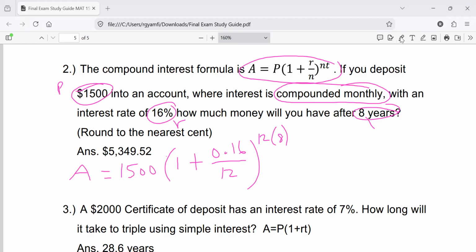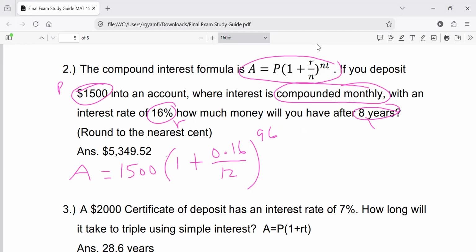Now, 12 times 8 is 96. So I could say that this part here, 12 times 8, will give me 96. Now, in this problem, you've got to be careful. You don't want to round till the end.